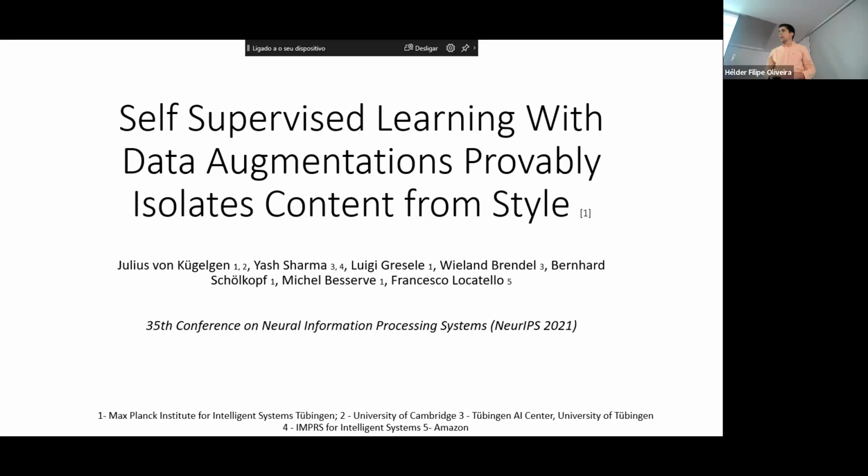Thank you all for being here today to listen to this presentation of the paper Self-Supervised Learning with Data Augmentations Provably Isolates Content from Style. This paper is from the authorship of Julius von Kügelgen et al., and was presented at NeurIPS 21.